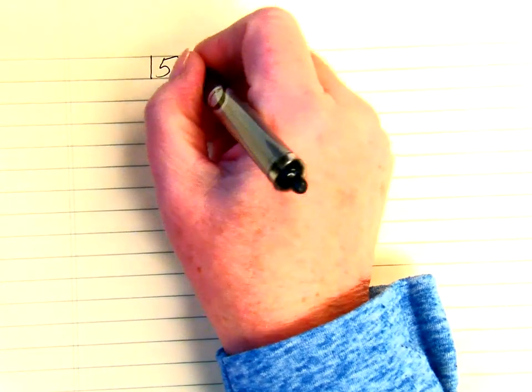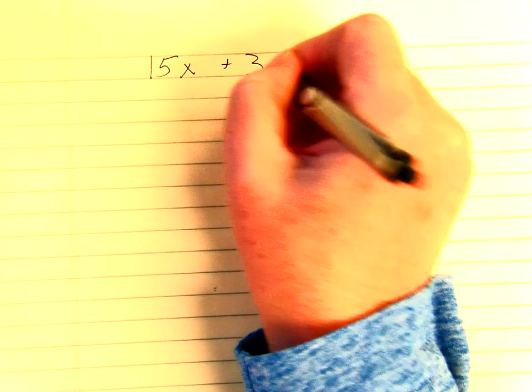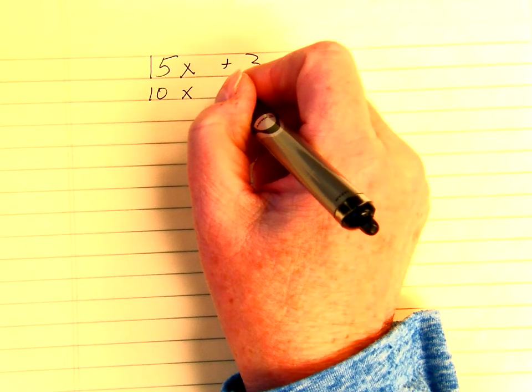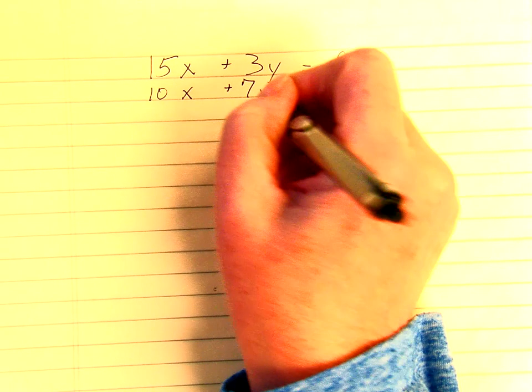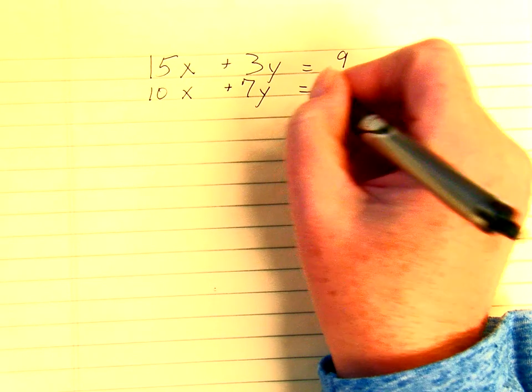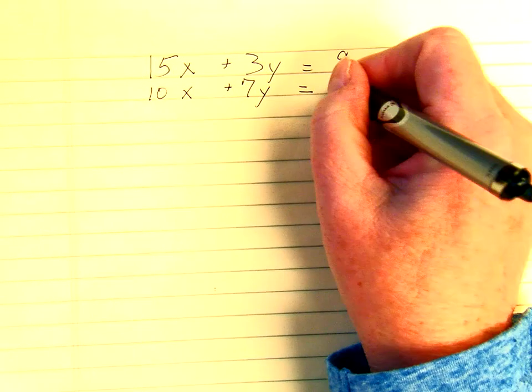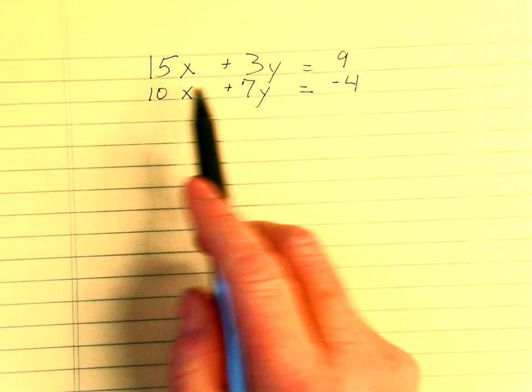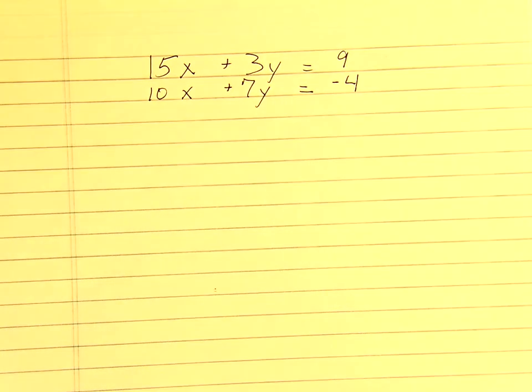So let's look at 15x plus 3y equals 9, and 10x plus 7y equals negative 4. Okay, so there's a couple of ways to go with this. Once you know that there's not just one thing that I can do. I can't make 10 go to 15. I can't make 7 go to 3. So both equations have to be multiplied.